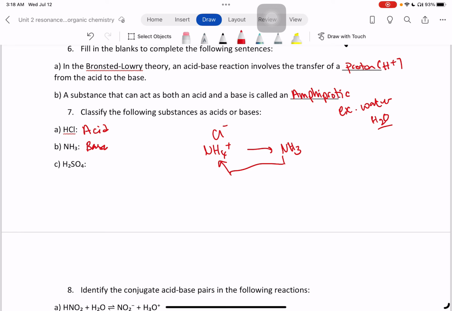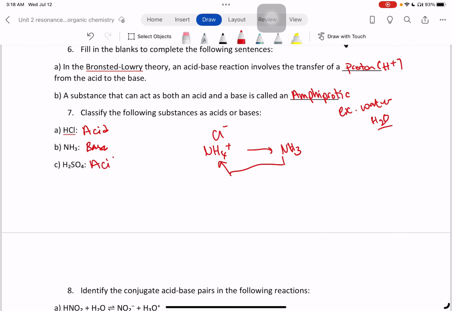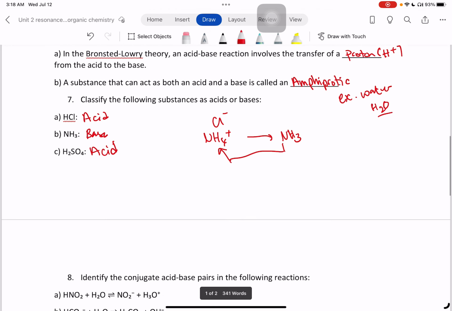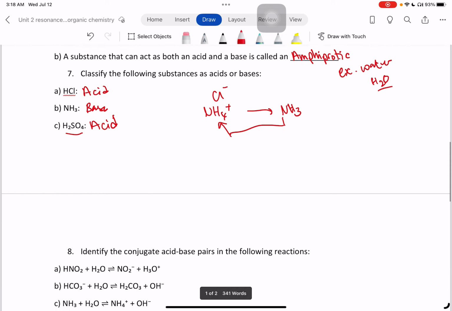Now we have H2SO4. H2SO4 is an acid, okay? Why is it an acid? Well, that's an oxyacid because we have oxygen in the molecule. But what makes a stronger oxyacid is when you subtract the number of hydrogens from the number of oxygens. If it's more than 2, then this is a strong acid. If it's less than 2, then it's a weaker acid. So here that's a strong acid, but here it doesn't say if we say weak or strong.